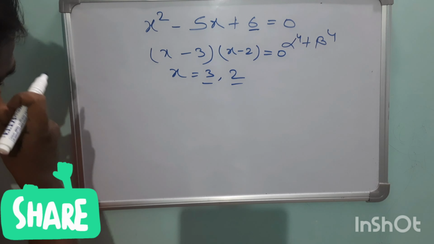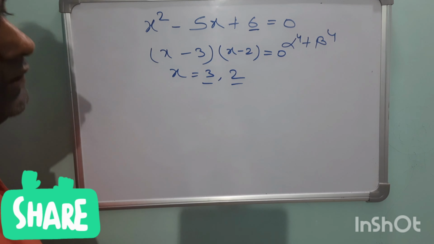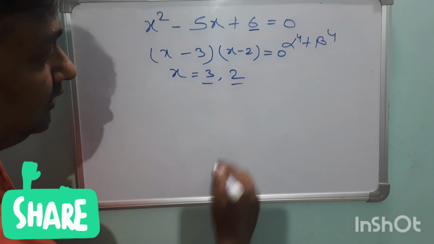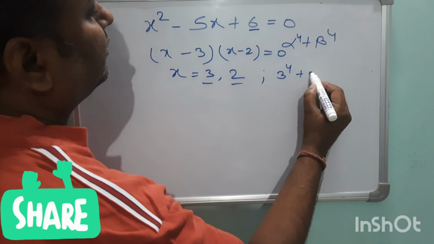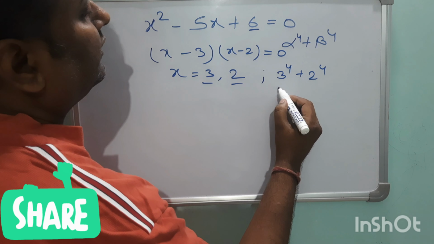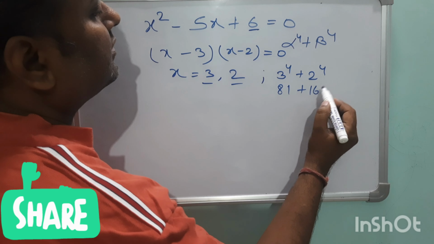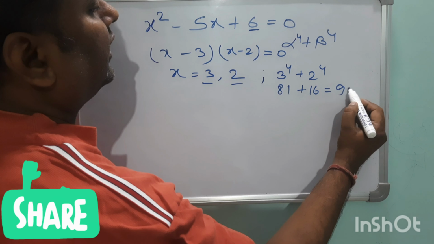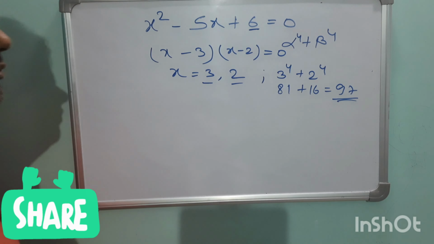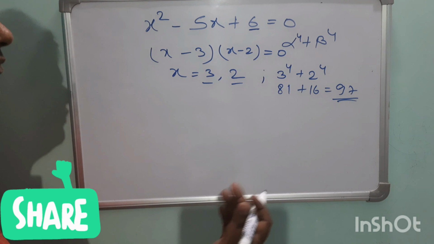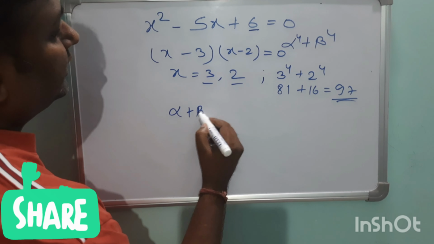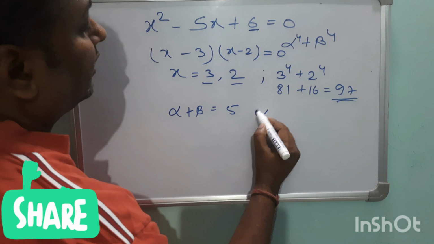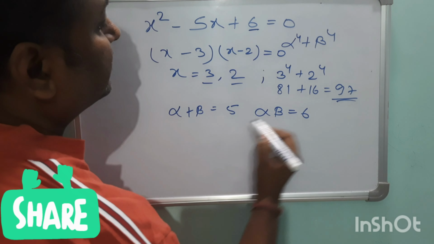Put the value directly. There is nothing harmful in going with it. So directly if we put it, 3 raised to power 4, 2 raised to power 4, that is 81 plus 16, that is 97. One way we have taken it. Second way, sum of the roots. Alpha plus beta is what? 5. Alpha into beta is 6.